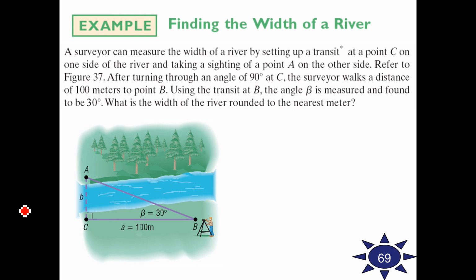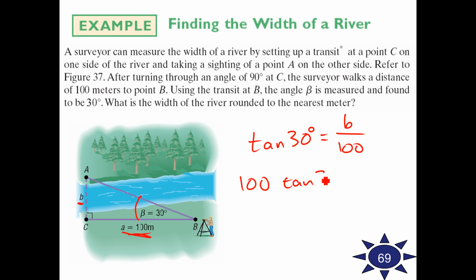So we're going to think about our trig relationships. From our angle, we have an opposite side and an adjacent side, so we have a tangent function. Tangent of 30 is opposite over adjacent. So we're going to have 100 times tan 30 is the width of your river.